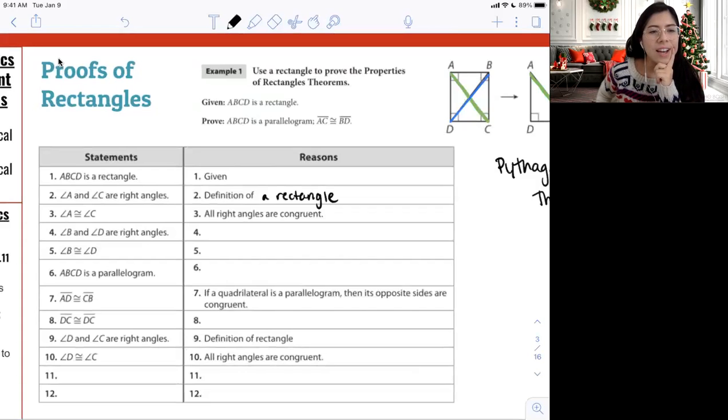Okay, then it says angle A is congruent to angle C because all right angles are congruent. And that's kind of obvious, but you'll see that sometimes on proofs, they say it just to be clear. Okay, then angle B and angle D are also right angles. Why do we know that?